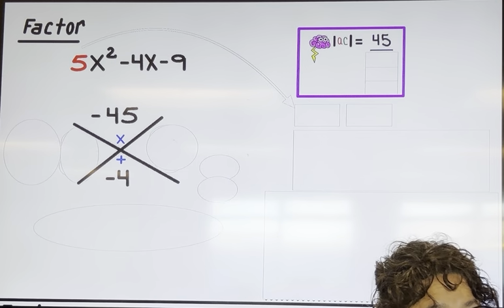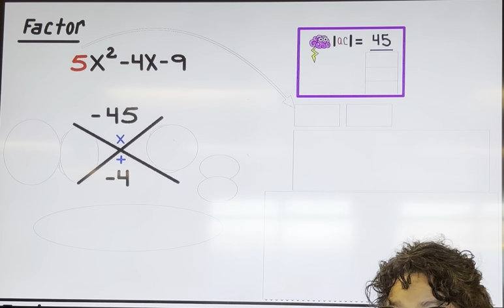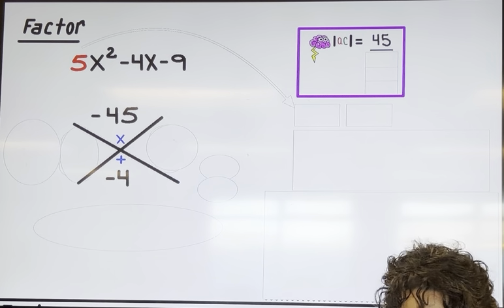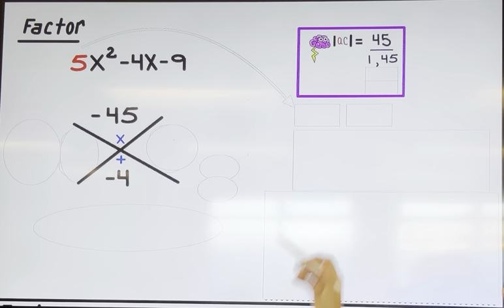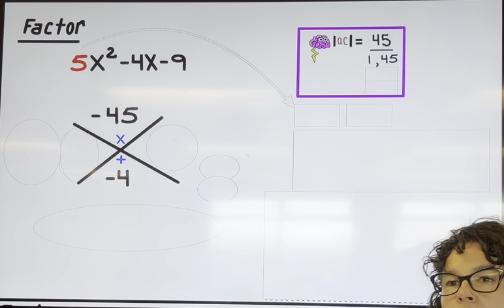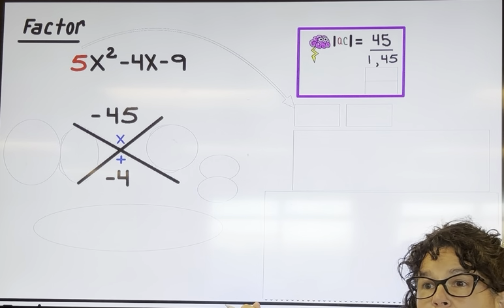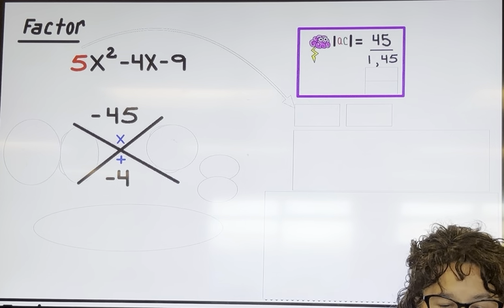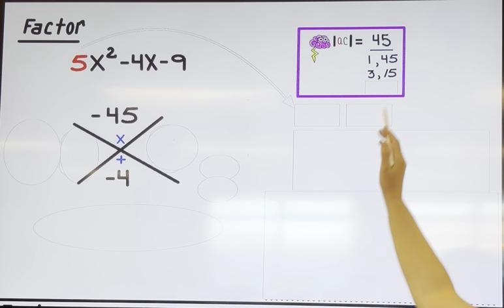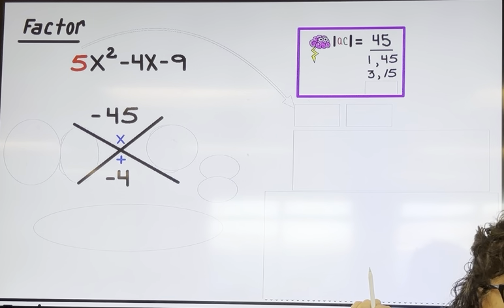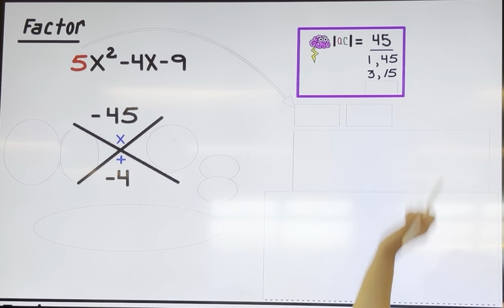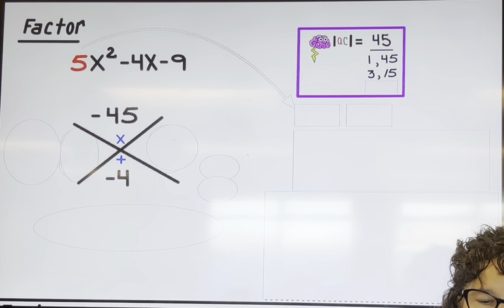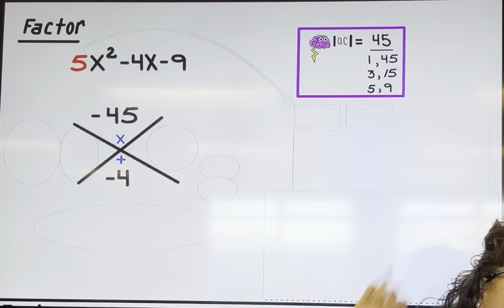If your multiplication skills are not great, you want to have your calculator handy, but I can start with 1 times 45, because those are as far apart as possible, so 1 and 45. If you have your calculator, you're like 45 divided by 2. That gives you a decimal. 2 does not fit in. 45 divided by 3 is 15. So now I have 3 times 15. 45 divided by 4 is a decimal, so that doesn't fit in. 45 divided by 5 is 9, so 5 times 9.